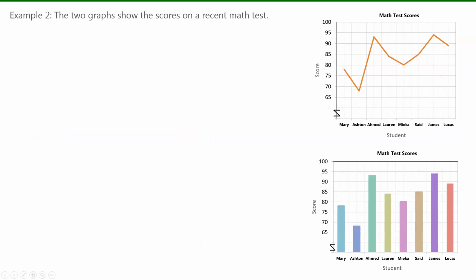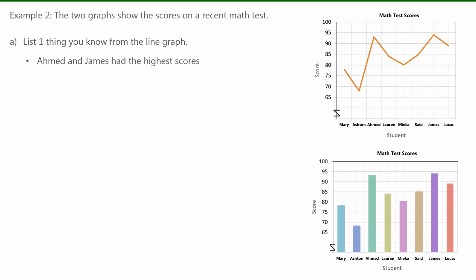Example 2. The two graphs show the scores on a recent math test. So on the top here we have a line graph, and on the bottom we have a bar graph. List one thing you know from the line graph. Well, again, there are multiple things that you could determine by looking at that line graph, and answers will vary. When I look at that line graph, I see that Ahmed and James had the high scores.